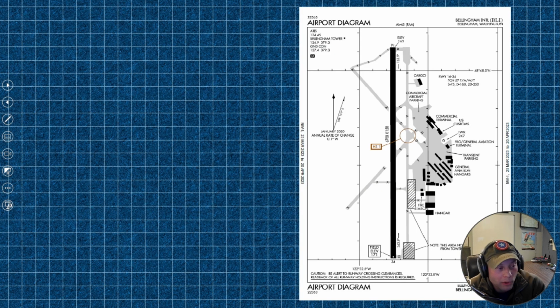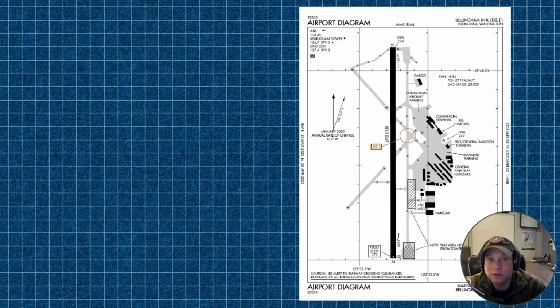Now let's talk about our airport diagram. Anytime you're taxiing on the surface, you want to have an airport diagram or a map of the airport out on an e-board so you know where you're going and you understand what your route is and any instructions the tower might give you. Let's start from the very top here. The top says this is an airport diagram for Bellingham International Airport. Our radio communications are here. We've got the ATIS, that's our weather frequency, 134.45. The tower is 124.9, and ground control is 127.4.